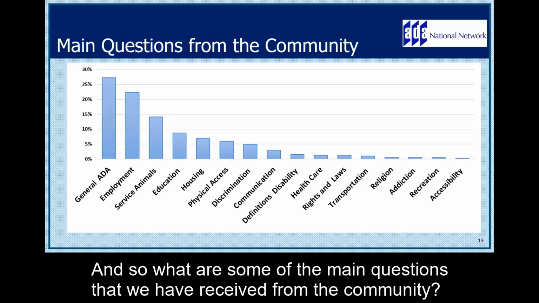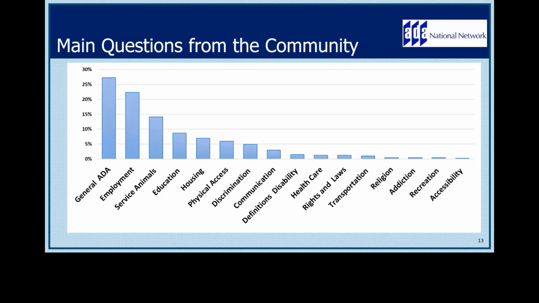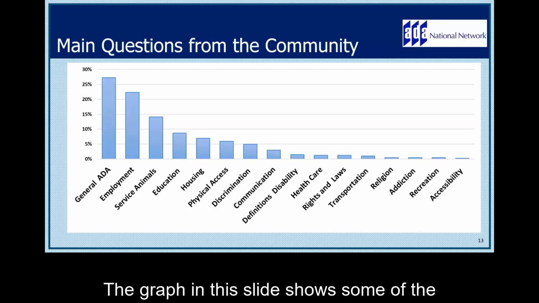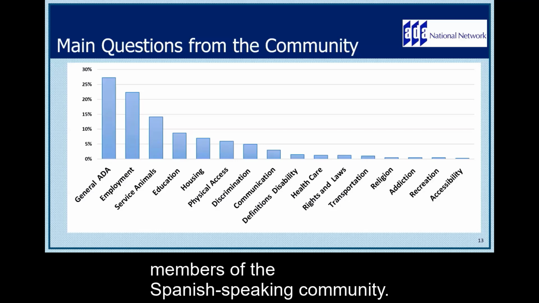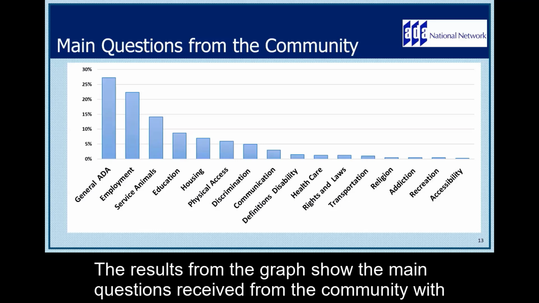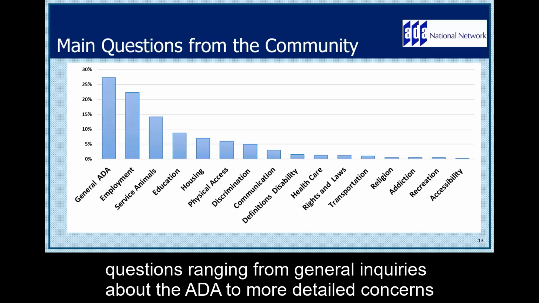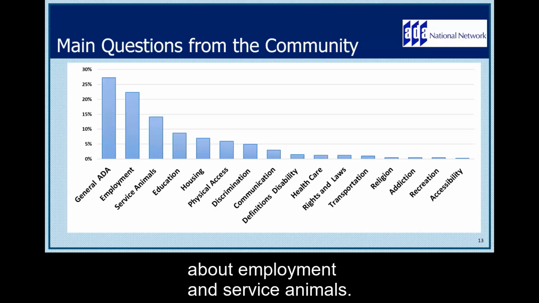Slide 13. What are some of the main questions that we have received from the community? The graph in this slide shows some of the calls that the National Network receives from members of the Spanish-speaking community. The results from the graph show the main questions received from the community, with questions ranging from general inquiries about the ADA to more detailed concerns about employment and service animals.